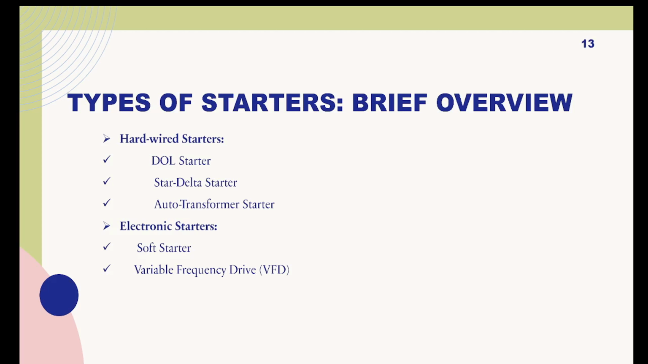Types of starters. Hardwired starters, DOL, direct online starter. This is the simplest type of starter. It applies full voltage directly to the motor but is only suitable for smaller motors. Star delta starter. This reduces the voltage at startup by starting the motor in a star configuration and then switching to delta once the motor has reached a certain speed. Auto transformer starter. This reduces the voltage during startup through an auto transformer, which limits the inrush current.